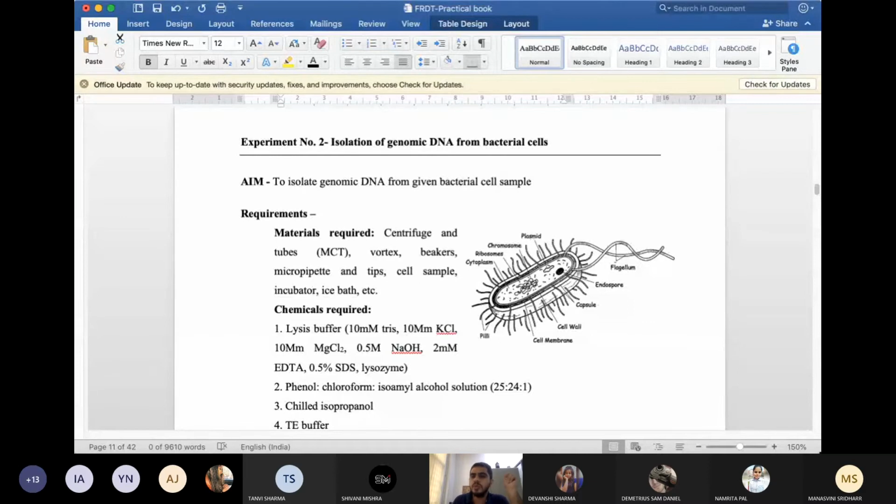A simple question that I would like to ask you. You need DNA. From where can you get the DNA? So from a cell sample. Yes, from a cell, because DNA is the genetic material. Every type of cell, except RNA viruses, has DNA. You all know that DNA is in your cell.